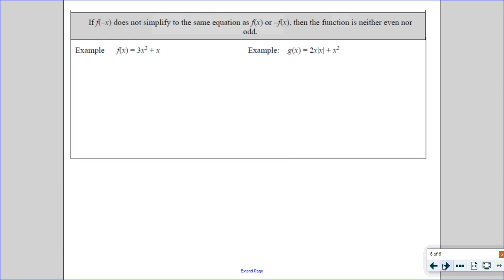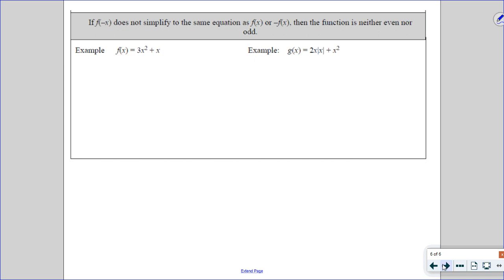Okay, now the last thing I want to show you is that it is possible for a function to be neither even nor odd. I mean, graphically, that would just mean that the graph does not have the two types of symmetry. It's not symmetric with respect to the y-axis, and it's not symmetric with respect to the origin. Algebraically, that would mean if we replace x with negative x and we simplify, we're not going to end up with the original, and we're not going to end up with the opposite of the original. Okay, so here are a few examples for you.